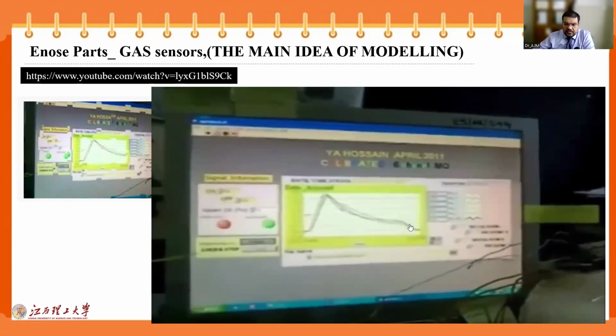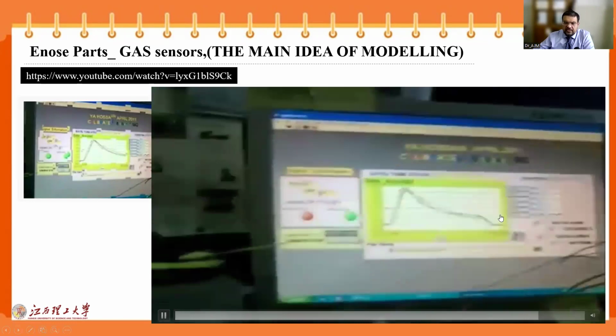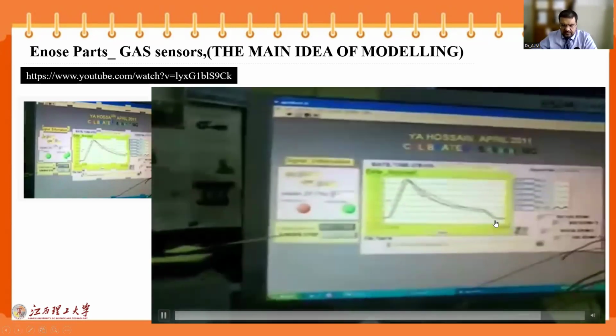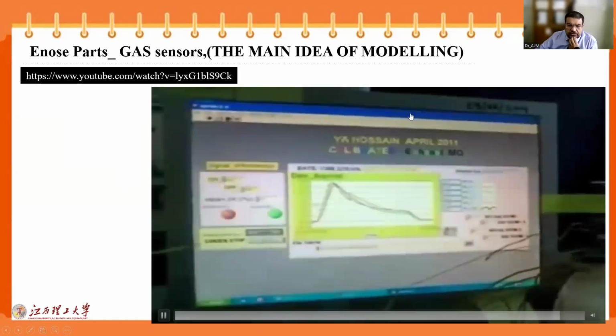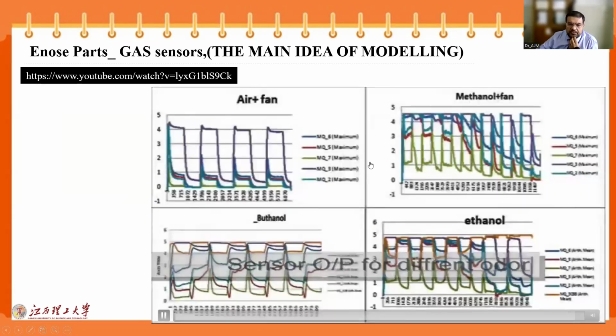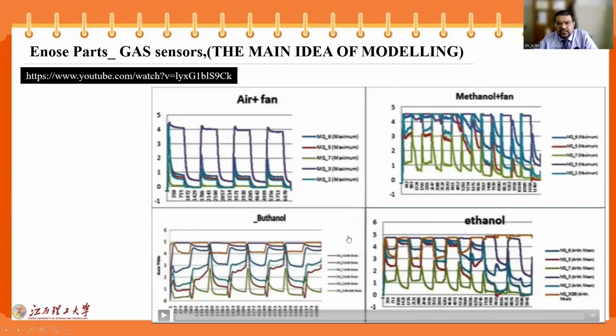Okay, here, for example, you will see that I start the purge, and then my sensors show that it's gone. Here, just for your reference, I show you the shape and pattern of the different gases. For example, if I have air and fan, I don't have much response for my sensor. You will see the methanol, the ethanol, the butanol, they have different signatures or different shapes with the different sensors that I have.